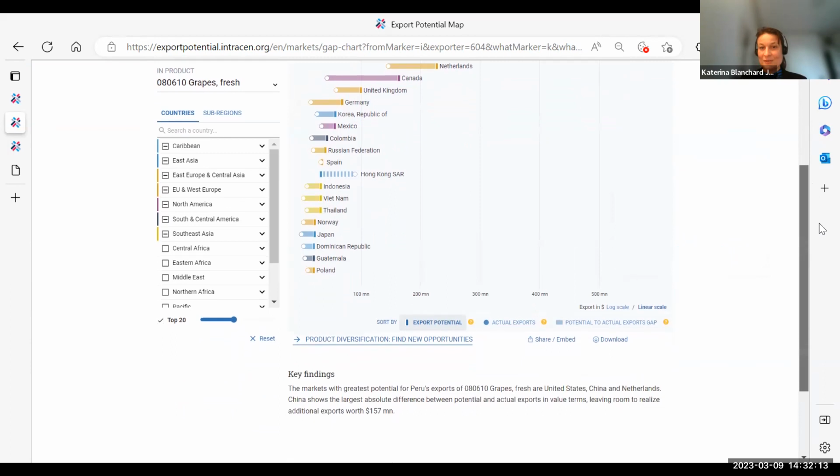If sometimes you're unsure how to translate what you see in the chart, export potential has a very useful feature. You always have a description with key findings. So here the system tells you that the markets with greatest potential for Peruvian exports of grapes are the United States, China, and the Netherlands. Exactly what I said now.